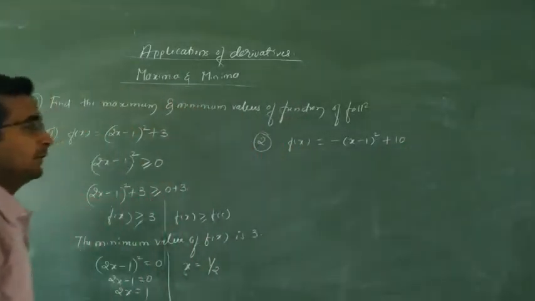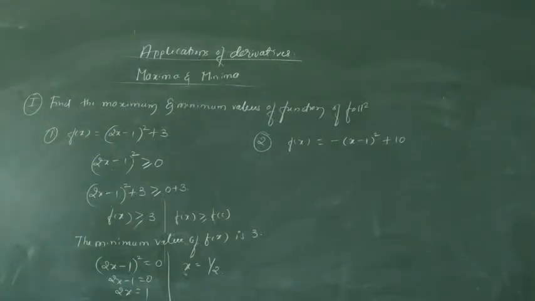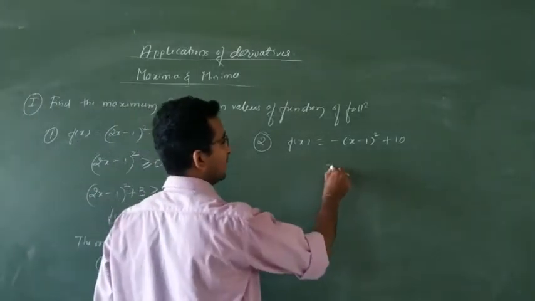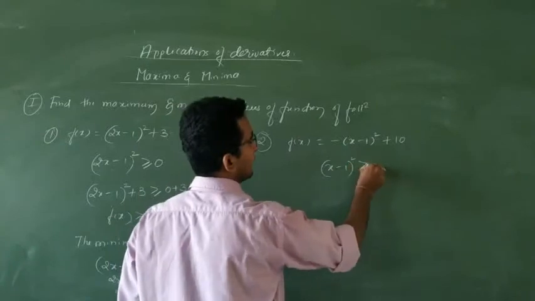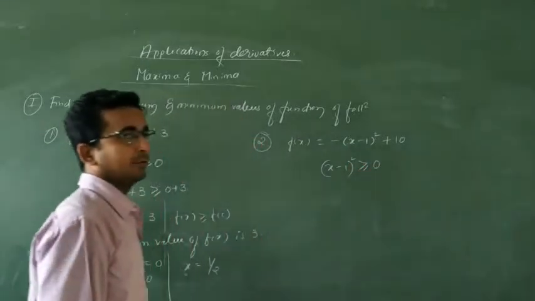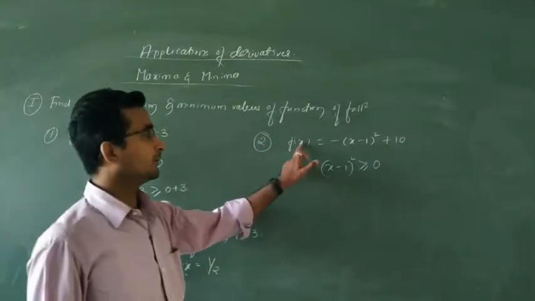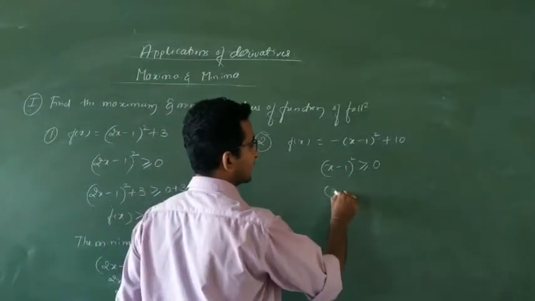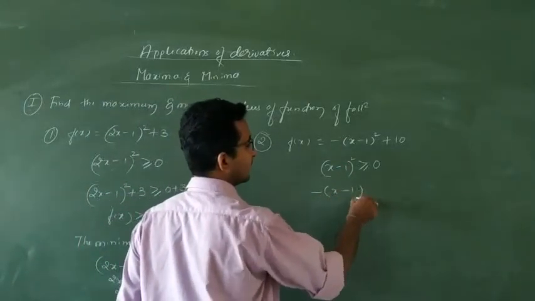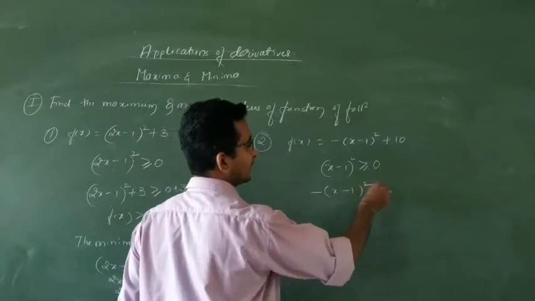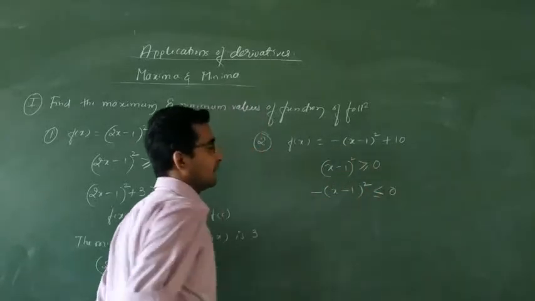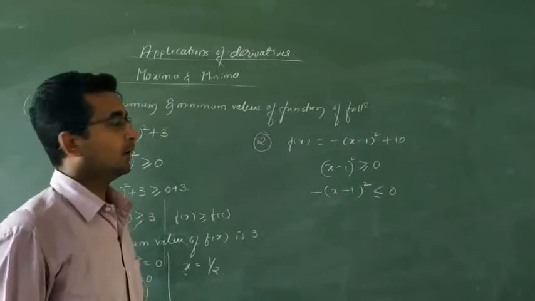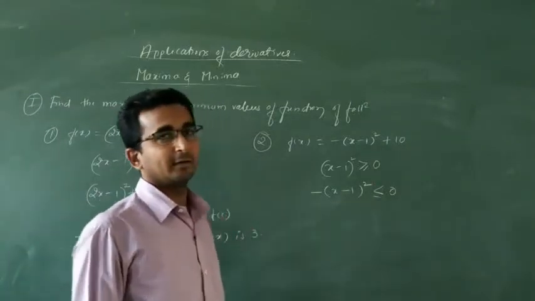Okay, so here they have given the square number. Whenever they provide the square number, we already know that it is always greater than or equal to 0. But here in this function, the square number has a negative sign. When the negative comes, what happens? It multiplies by minus. Then minus of (x minus 1) whole square is lesser than or equal to 0, because a negative number is always lesser than 0.